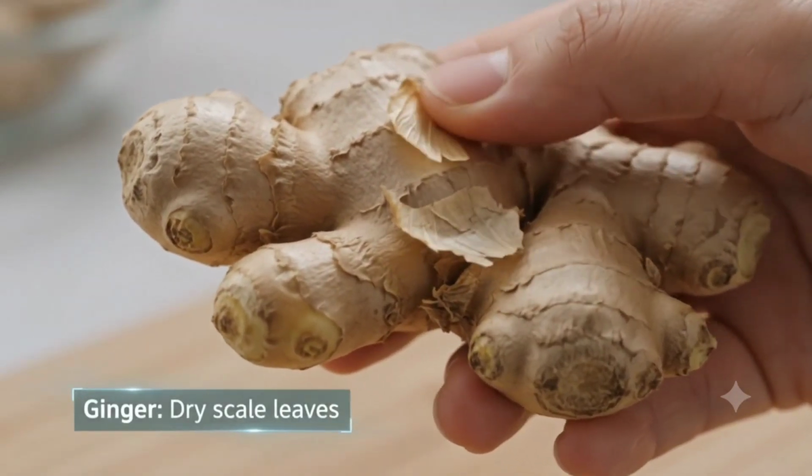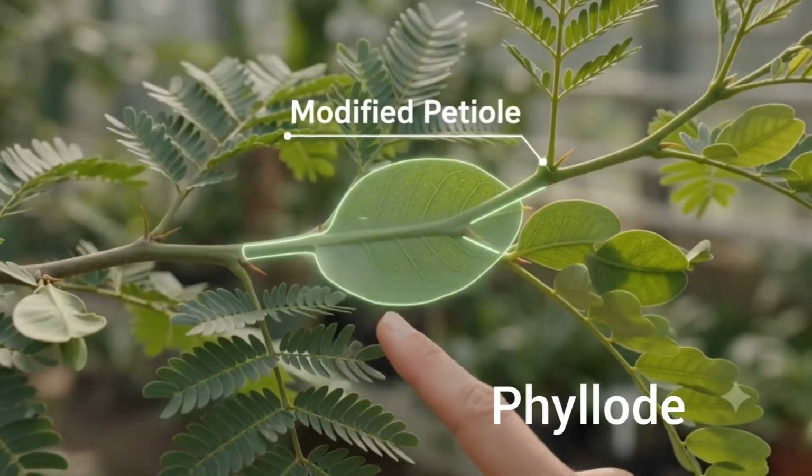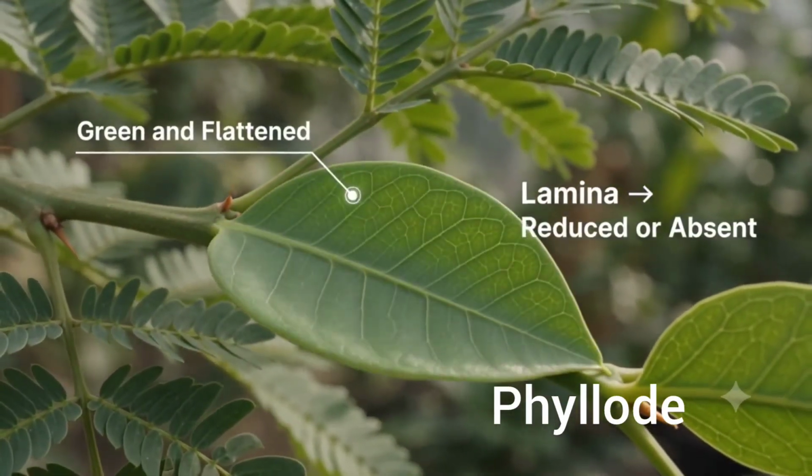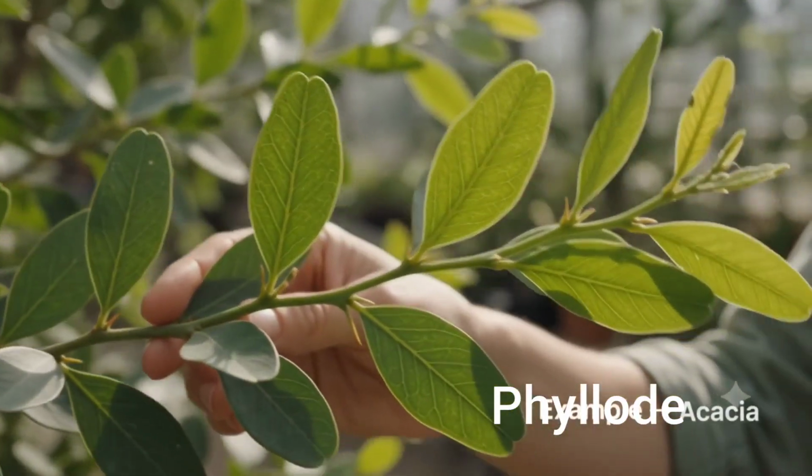are dry and protective. Take a look at the phyllode. It's a modified petiole. The lamina is reduced or absent. It becomes green and flattened, like in acacia.